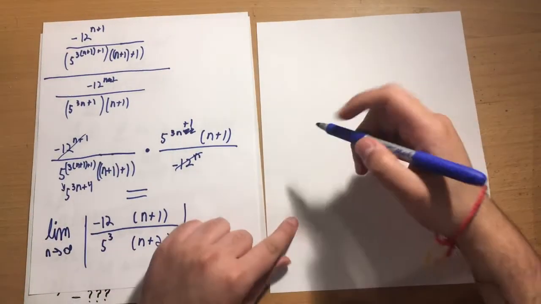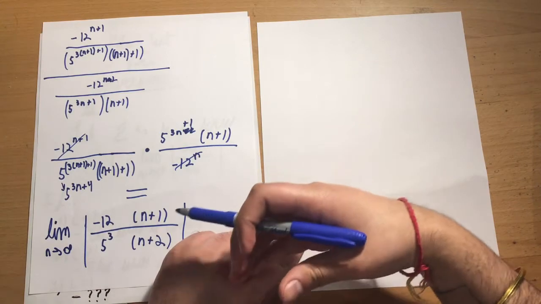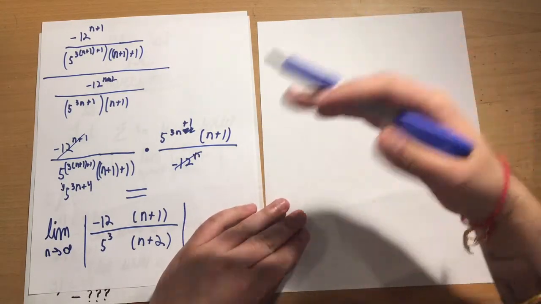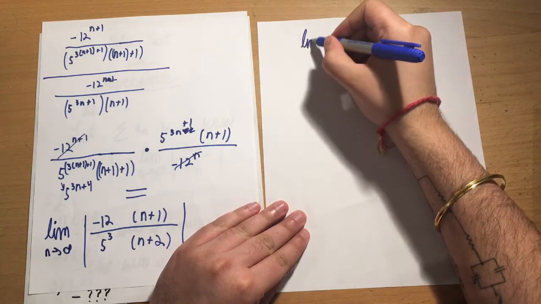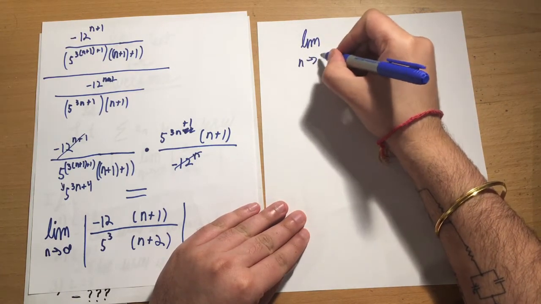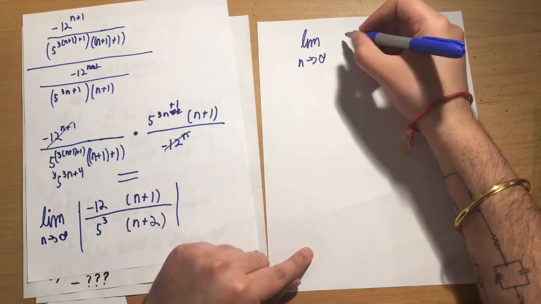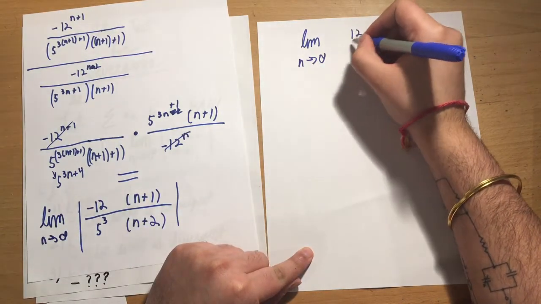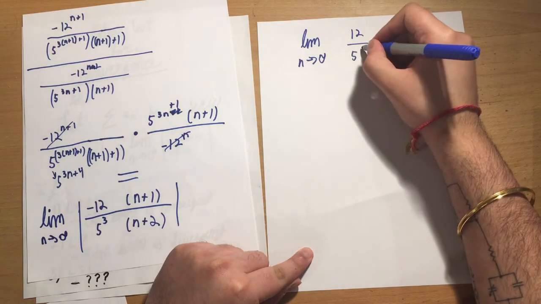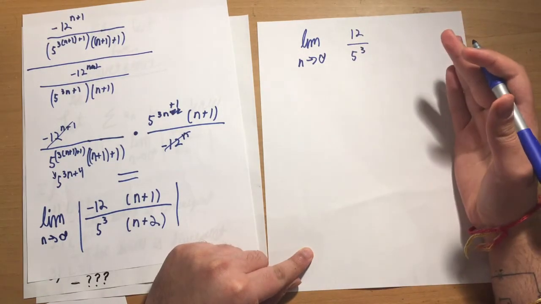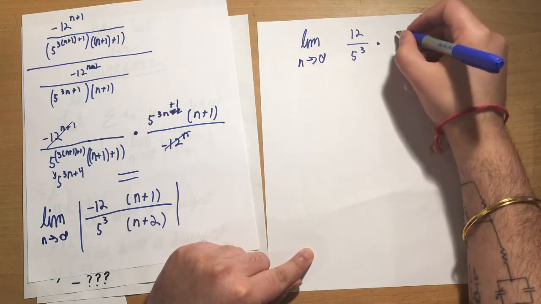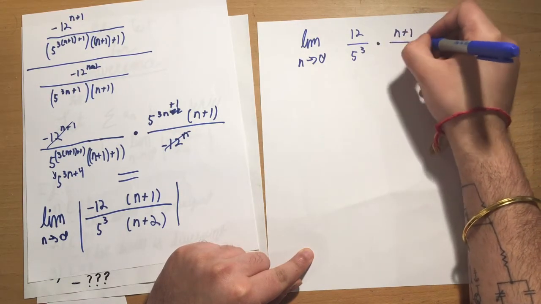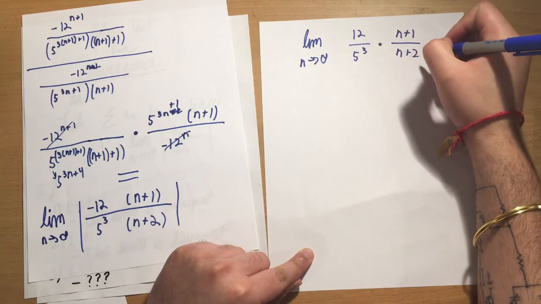What I need to then do is change everything to make sure it's positive. Everything's being multiplied, so I just get rid of the negative sign. And what I'm left with is the limit as n approaches infinity of 12 over 5 to the third. And I'm going to separate out my constant components and my components that contain the variables, times n plus 1 over n plus 2.